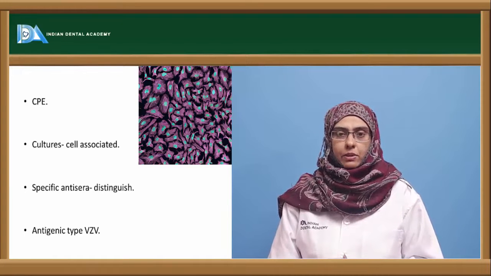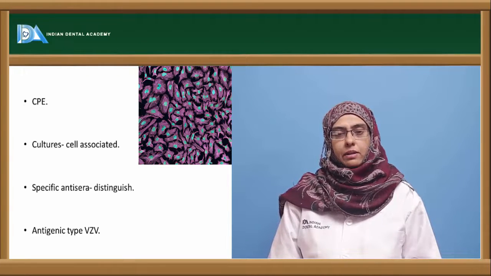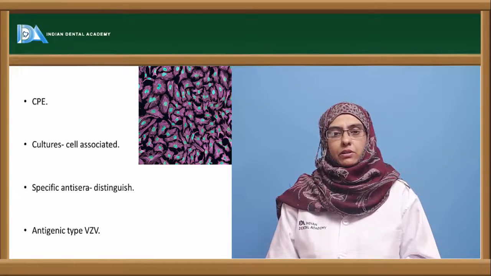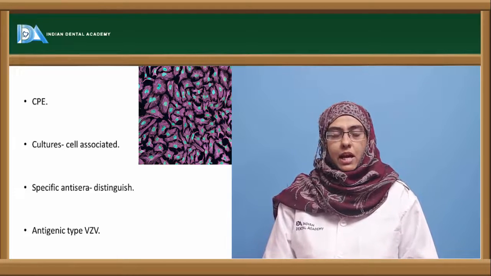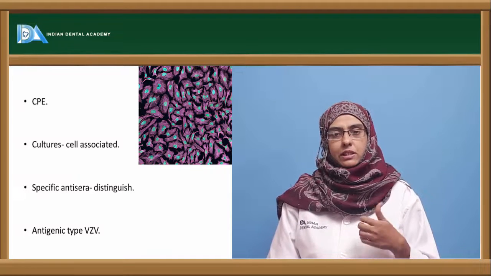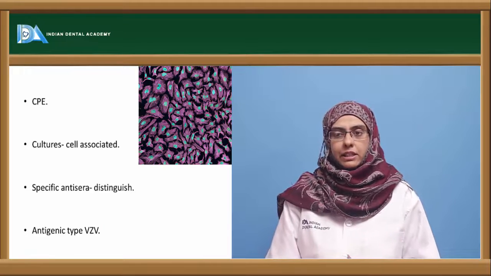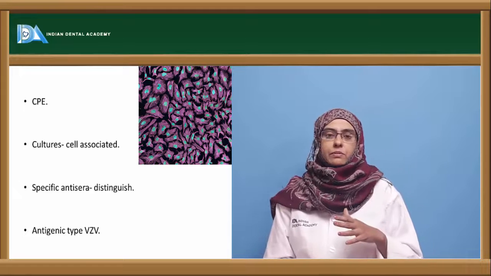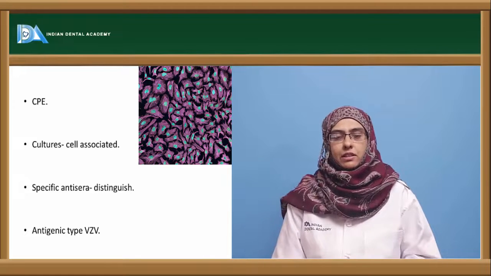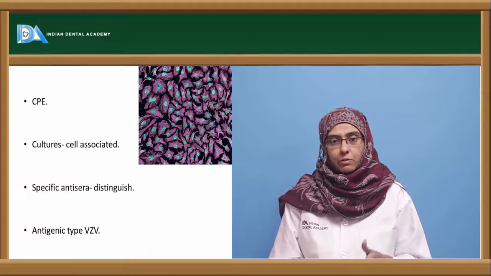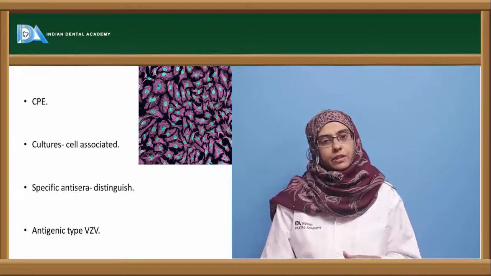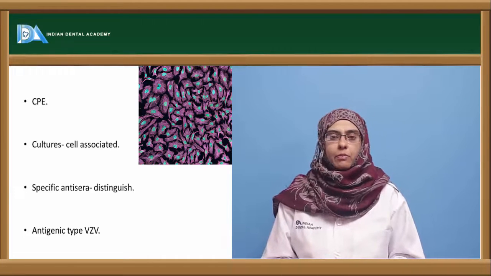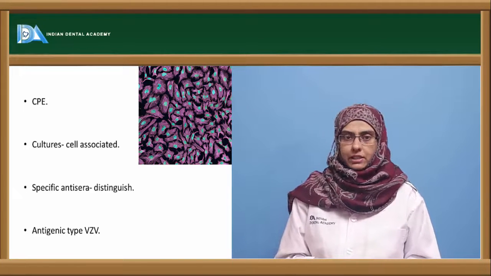The cytopathic effect produced by this organism is slow in comparison to that of the herpes simplex virus, and is similar to the cytopathic effects produced by the organism. In cultures, this organism is cell associated and hence can be easily demonstrated. With the help of specific antisera, we will be able to distinguish between herpes virus 1, 2 and varicella zoster. It is only the neutralizing antibodies or the specific antisera that help in differentiating these closely related viruses. And only one antigenic type of varicella zoster virus is known to us.